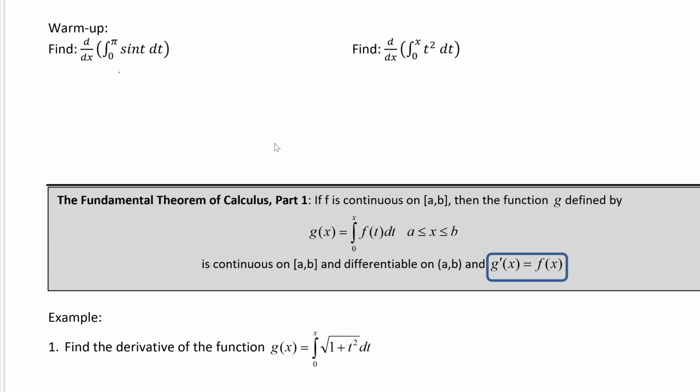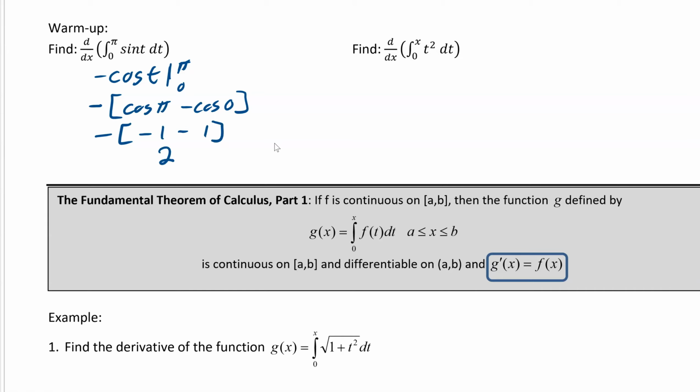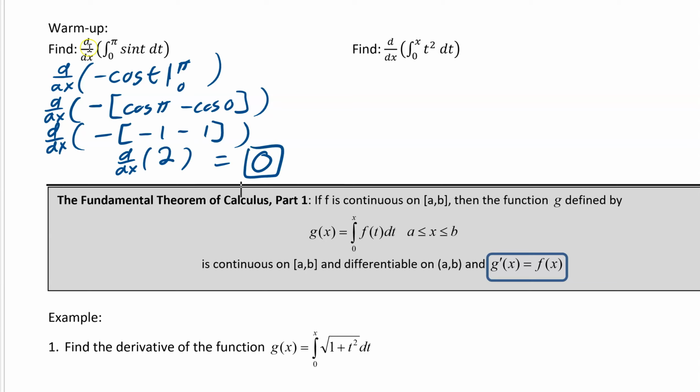So the integral of sine of t is negative cosine of t, and then we put in pi and 0. Should seem familiar because we did it before. So this is cosine of pi minus cosine of 0, which would be negative 1 minus 1. And so that gives us 2. Now if we bring down our derivative, what is the derivative of 2? It's 0. So the derivative of our definite integral from a constant to a constant is 0.